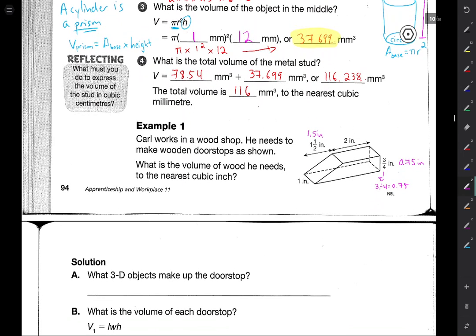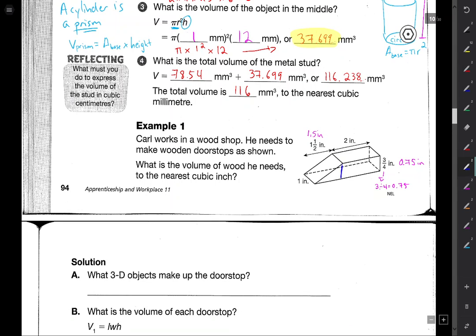So let's look at what 3D objects make up this doorstop. If we were to divide it up right here, we would have a rectangular prism. So that's the part that's over here. And then in the front, we would have a triangular prism. And we know that this is a triangular prism because we can see a triangle on this side of it, and then on the other matching side there is also a triangle. So it is a prism.